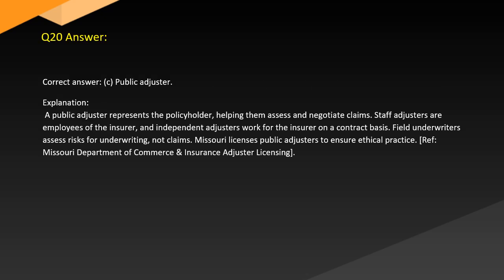Answer. Correct answer: C. Public adjuster. Explanation: a public adjuster represents the policyholder, helping them assess and negotiate claims. Staff adjusters are employees of the insurer, and independent adjusters work for the insurer on a contract basis. Field underwriters assess risks for underwriting, not claims. Missouri licenses public adjusters to ensure ethical practice. Ref. Missouri Department of Commerce and Insurance Adjuster Licensing.